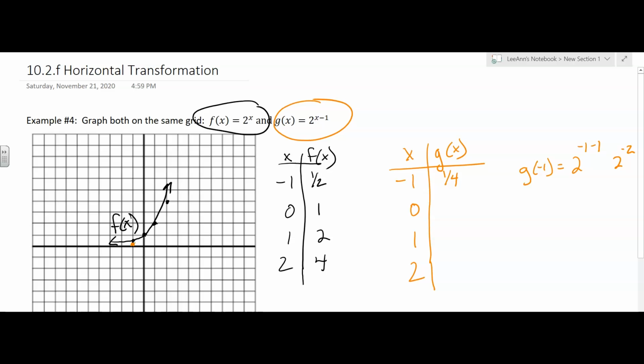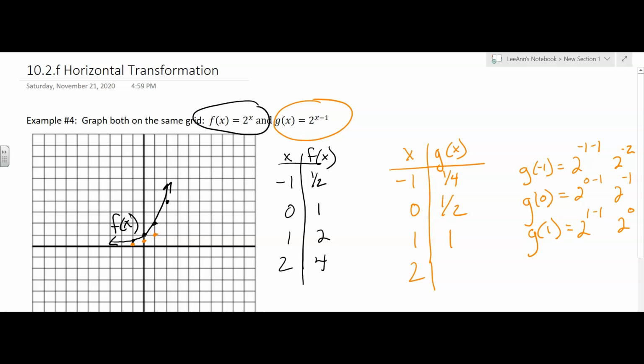Now what happens if you plug in 0? You'd have g of 0 would equal 2 to the 0 minus 1, or 2 to the -1. That's going to be 1/2. And then if you plugged in 1, you would get 2 to the 1 minus 1, or 2 to the 0. That would be 1. Now let me graph those 2 points. So 0, 1/2 would be like right there. And then 1, 1 would be over here.